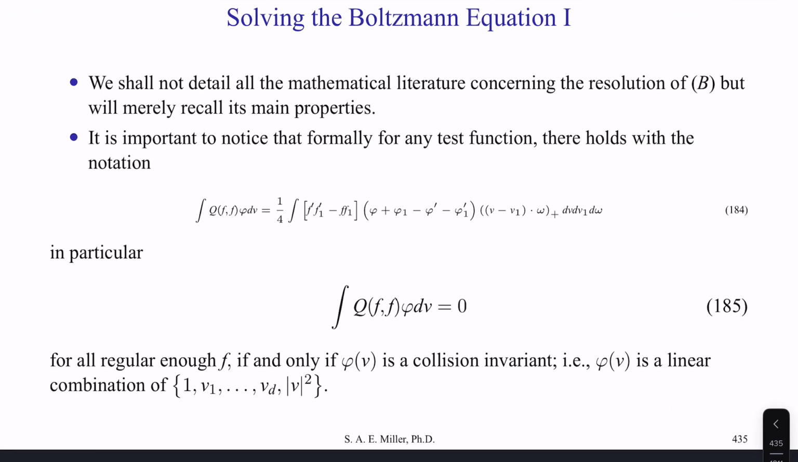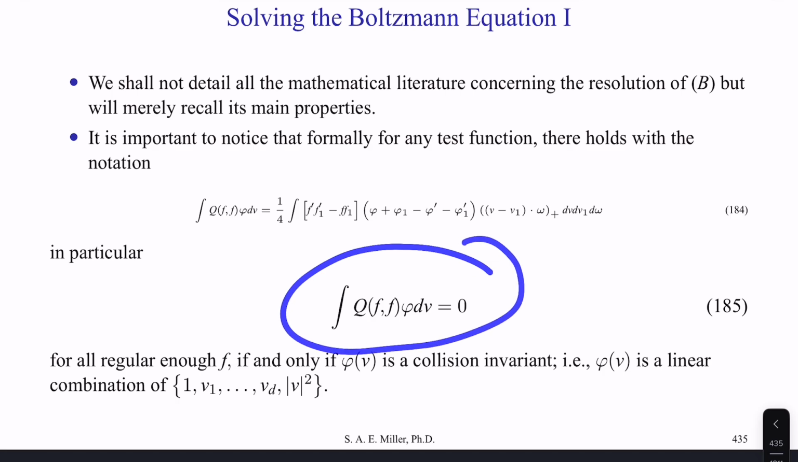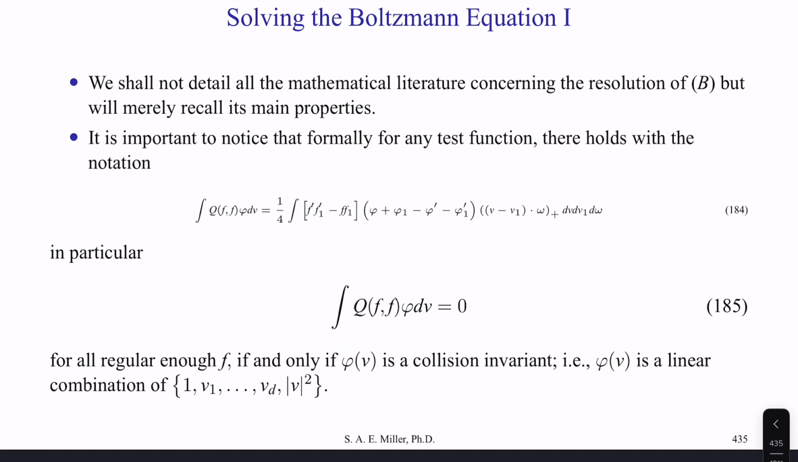We shall not describe in detail the mathematical literature concerning the resolution of this Boltzmann equation, and just look at its main properties. We'll notice that for any particular test function, we'll hold this particular notation in 184. In particular, the integral of Q with phi dv will be 0 for all regular f if and only if phi is a collision invariant function or combination.